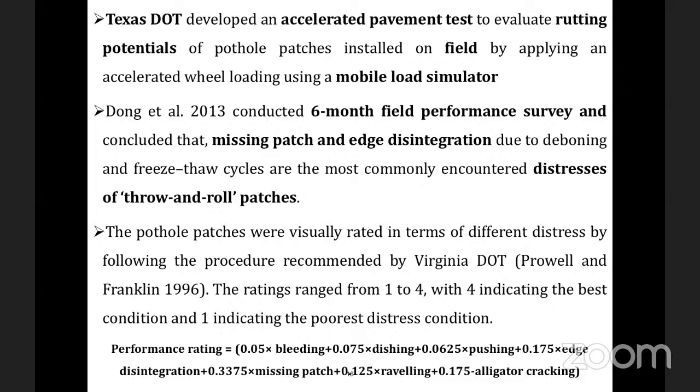Virginia DOT also evaluated a performance rating in order to assess the field performance. Here the ratings range from 1 to 4 using a formula: performance rating is equal to 0.05 into bleeding plus 0.07 into dishing. This is the formula based on the pavement distresses, and the performance rating will be in the form of 1 to 4. If it is 4, it indicates the best condition, and if it is 1, it indicates the poorest condition.